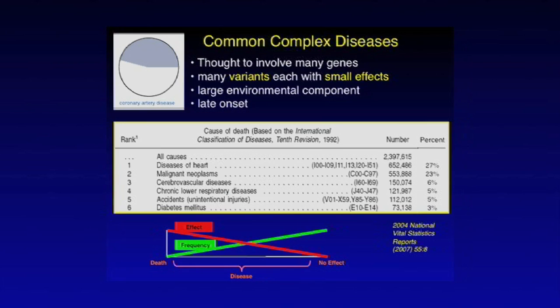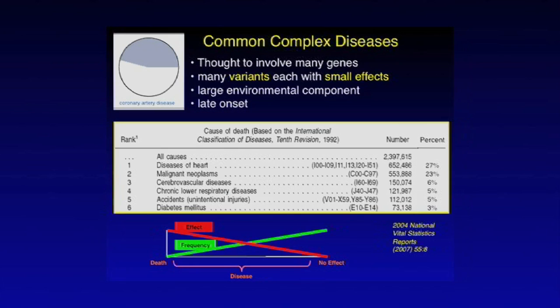The diseases that affect most people are these so-called common complex diseases. So this is actually causes of death data. Causes of death doesn't always reflect the morbidity in the population, but just as a rough guide, about a third of the people, or a little more than a quarter of people, die from heart disease or cancer, followed by strokes, respiratory infections, accidents, which is higher than I thought it would ever be, and things like diabetes. So these are the kinds of diseases that affect most people.